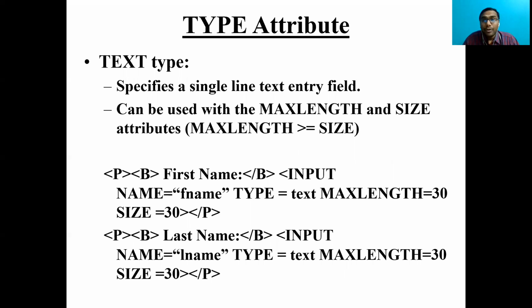The next most important attribute is text type. It specifies a single line text entry field. It can be used with the maxlength and size attributes. Maxlength is greater than or equal to size. We can specify the maximum number of characters we are going to type inside that text box. So this is the format we need to follow while creating that text box here.